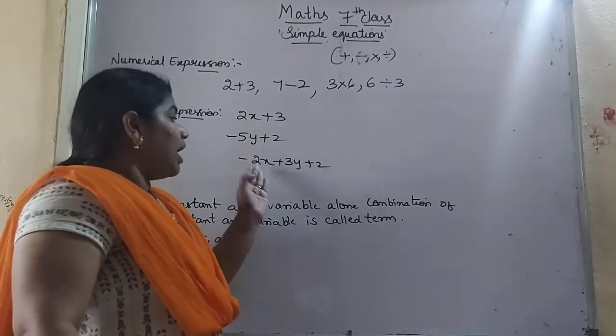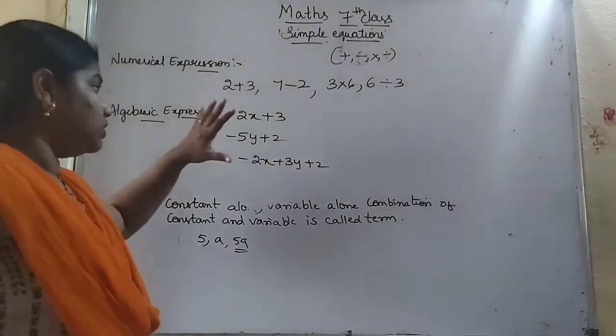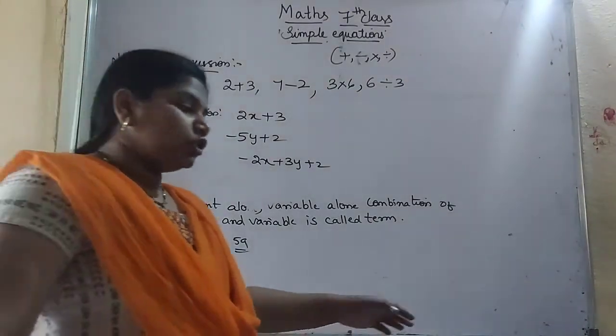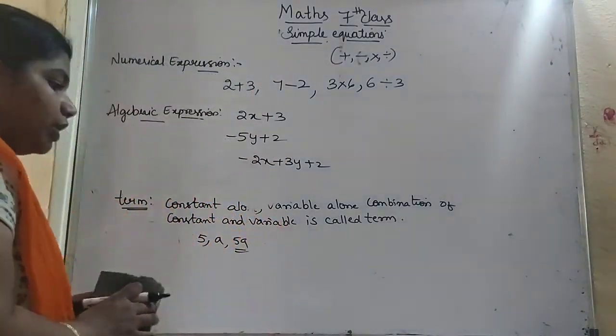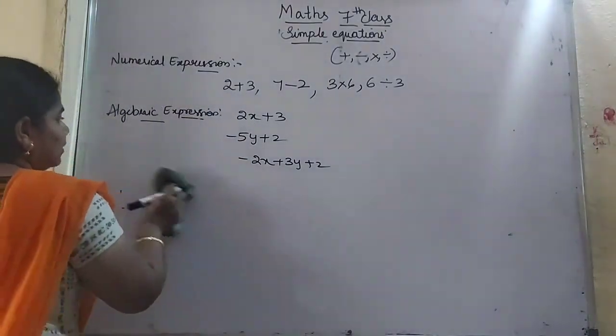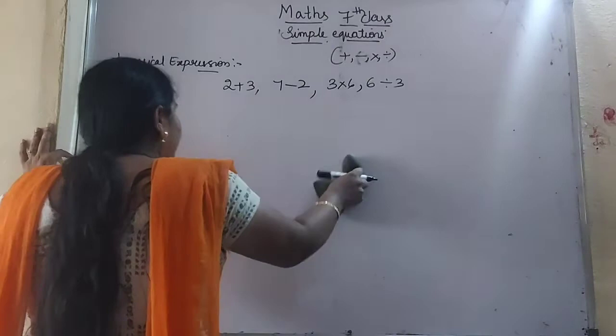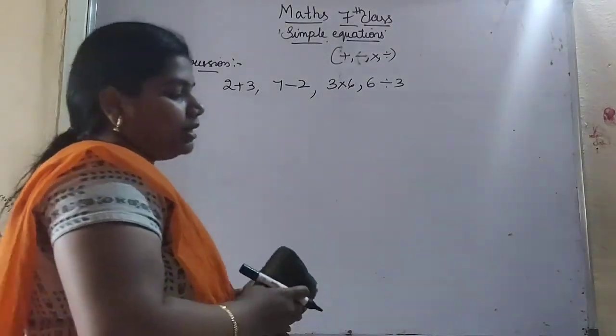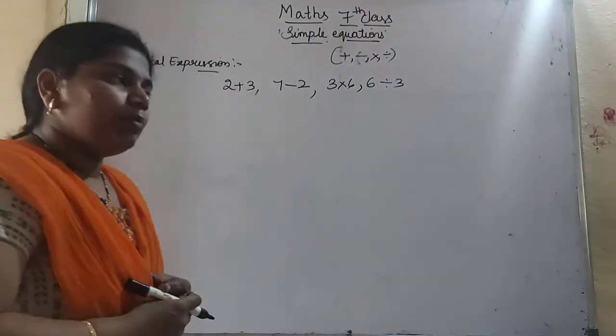You are seeing alphabets as well as numbers. So this is called an algebraic expression. Now we are talking about equations. So what do you mean by equation? Equation is nothing but, for any expression, if an equal to sign has been combined.